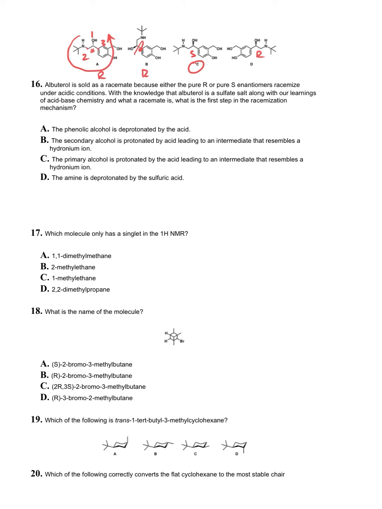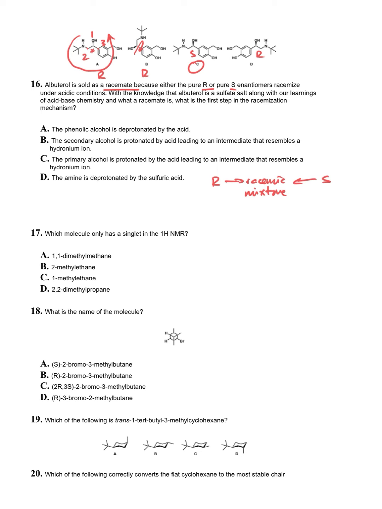So this next question is saying that albuterol is sold as a racemate. However, the pure R and the pure S enantiomers, if you have them, will racemize. So pure R will form a racemic mixture, and pure S will form a racemic mixture. So this question is asking you, how does that mechanism happen?